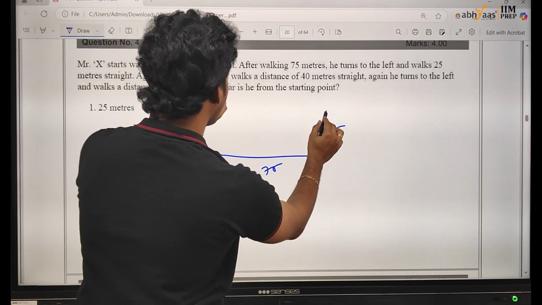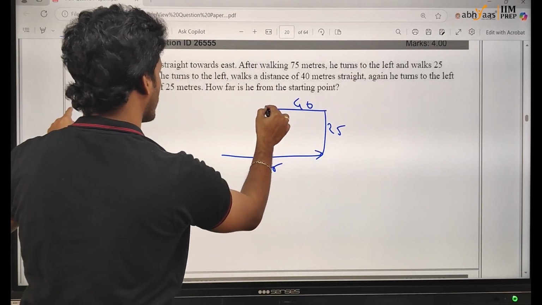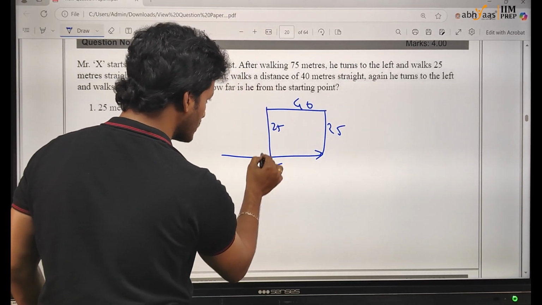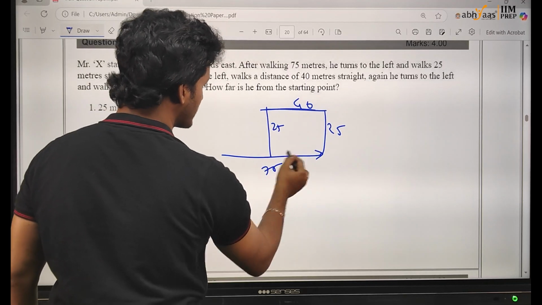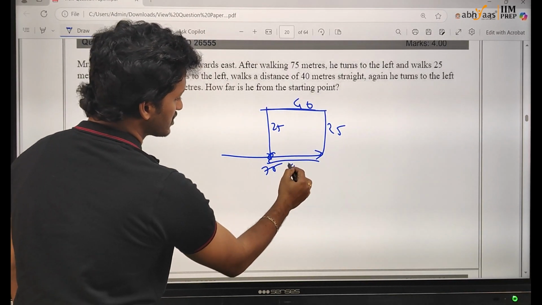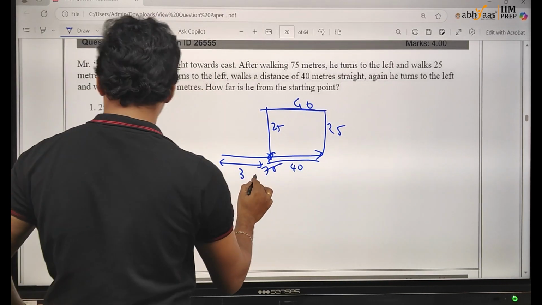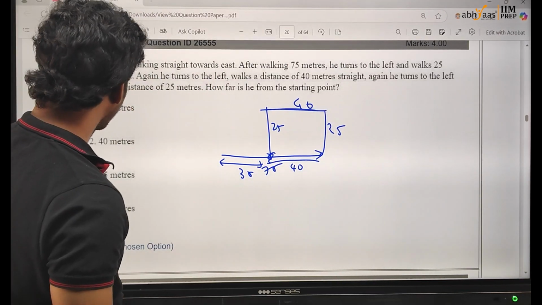Again, he turns to the left, he walks 40 meters straight. Again, he turns to the left and walks a distance of 25 meters. That means he is completing a total circle. Now, he came back 40 meters. That's it. Now, how far is he from the starting point? It is just 35 meters. Now, let's go to the next question.